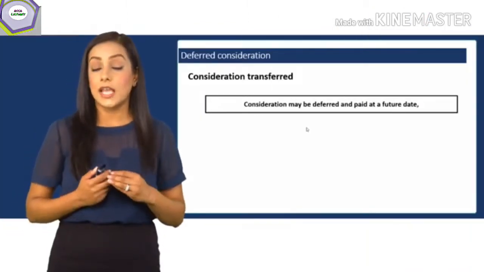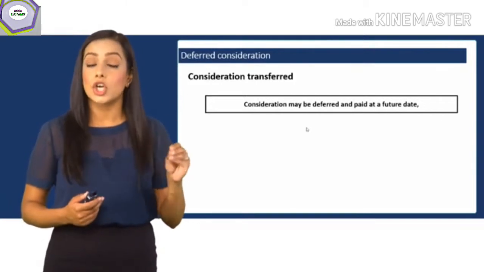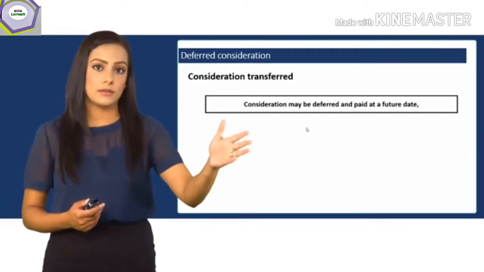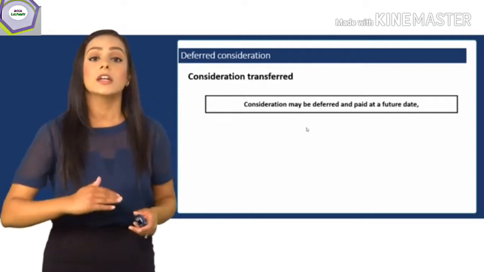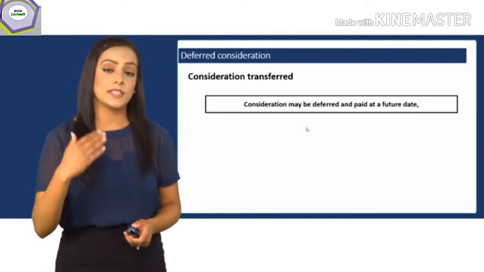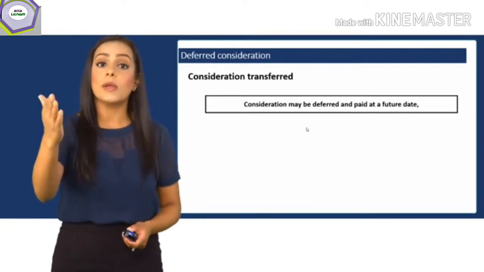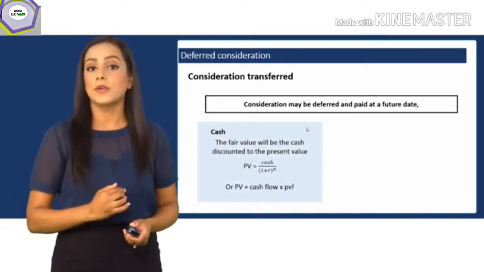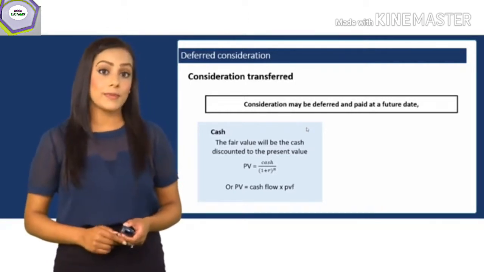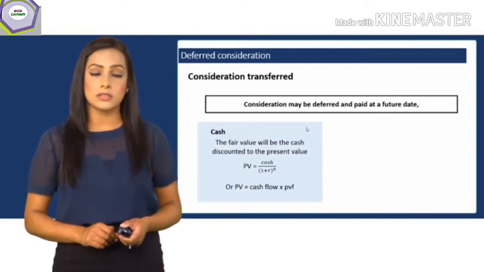Deferred consideration is where the parent has promised to pay the subsidiary some cash at some point in the future. So the consideration is deferred, postponed. So if we have such deferred consideration in the future, we must discount that future cash to the present value. And the present value of the amount promised is the investment at cost.